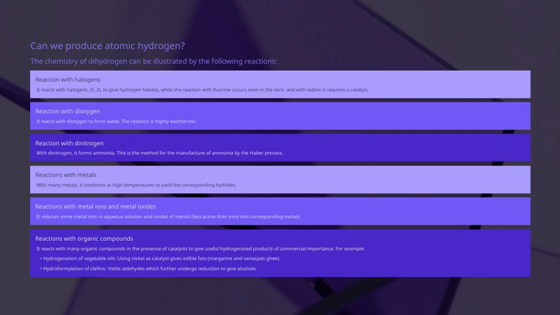In addition, hydrogen reacts with halogens like chlorine or bromine to form hydrogen halides, which are vital in many chemical syntheses. Interestingly, the reaction with fluorine can occur even in darkness, while iodine reactions often require a catalyst. Finally, understanding the chemistry of dihydrogen includes considering whether we can produce atomic hydrogen. This is a fundamental question because atomic hydrogen is highly reactive and useful in various chemical processes.